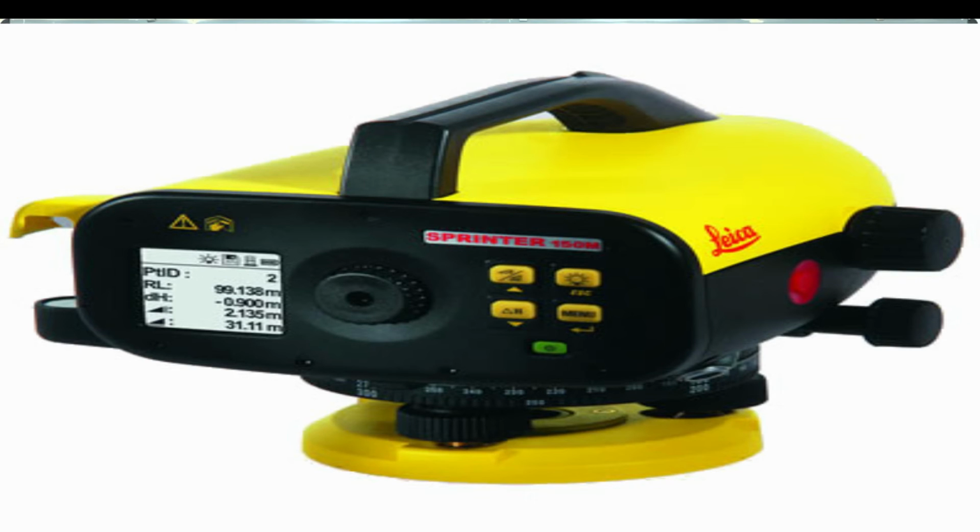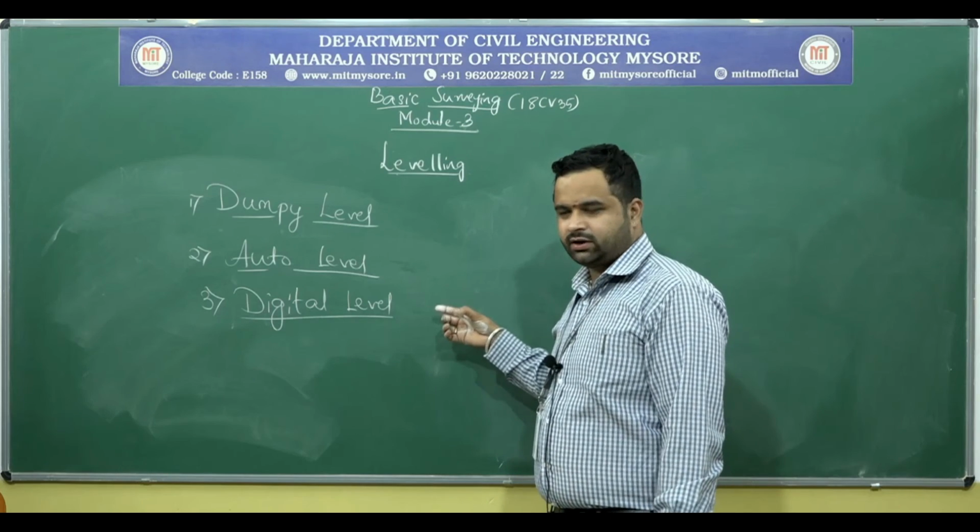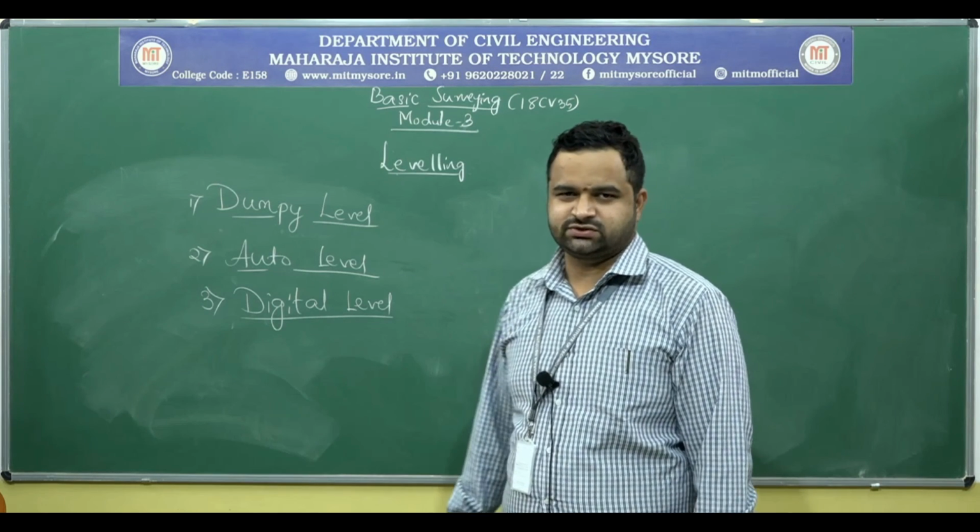What is digital level? The digital level can be used for any type of leveling in the same way as an optical level, but has the advantage of being able to measure and record electronically. You cannot measure and record electronically with the other levels, but here you can measure and get the data electronically. That is the biggest advantage of using digital level.